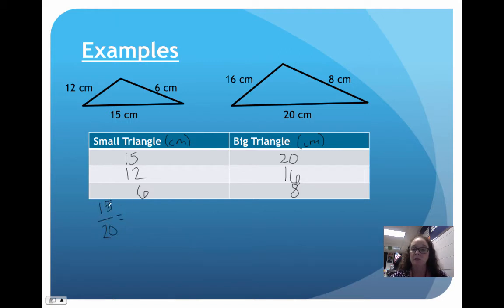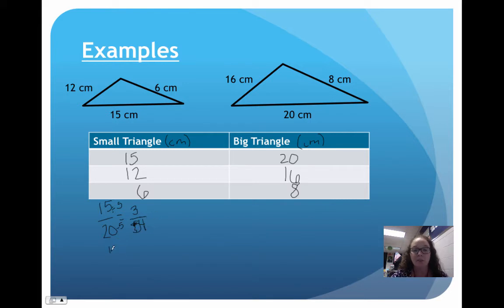This can be reduced. 15 and 20 both have 5 as a common factor, so we can divide both by 5. 15 divided by 5 is 3. 20 divided by 5 is 4. So we have a ratio of 3 to 4.